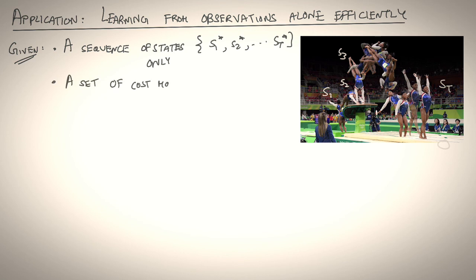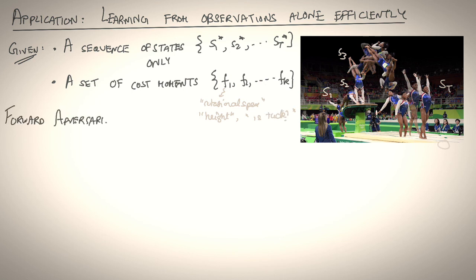We also have a set of cost moments, F1, F2, all the way to Fk. These cost moments map state to a number. That's a description of how good that state might be, right? So what is the rotational speed of a state? Or how much height does that state achieve? Is the state a tucking configuration, and so on?